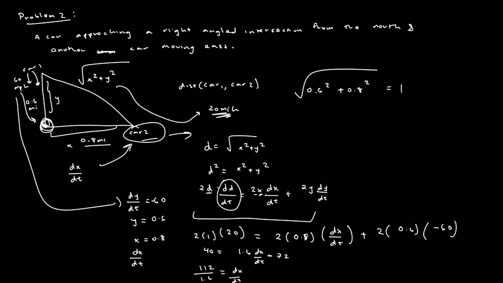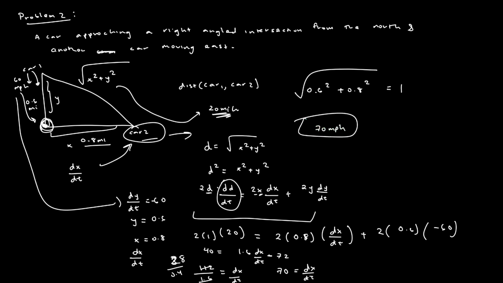And then if I just divide this by 4, I get 28 divided by 0.4, and then this is 280 divided by 4. So 70 is equal to dx over dt. And so we know that car 2 is moving at a speed of 70 miles per hour.